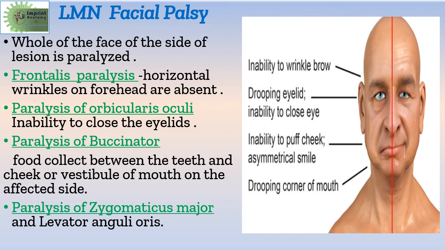The patient will be unable to puff his cheek or unable to whistle, and food may collect between the teeth and the cheek. That is because of the paralysis of the buccinator muscle. Then there is drooping of the corner of the mouth due to the paralysis of the zygomaticus major and the levator anguli oris muscle. You know, the zygomaticus major is a smiling muscle.